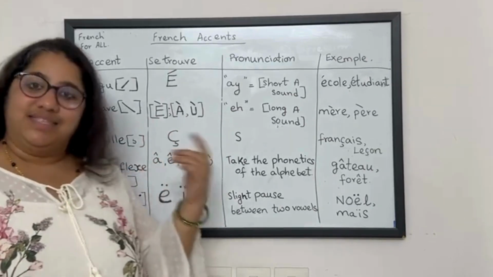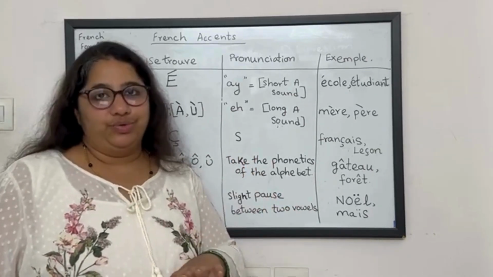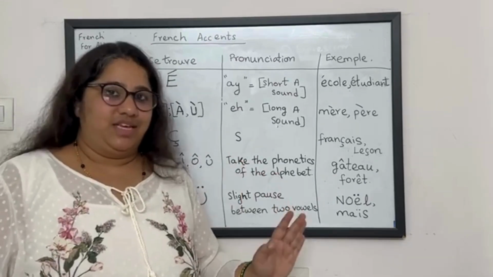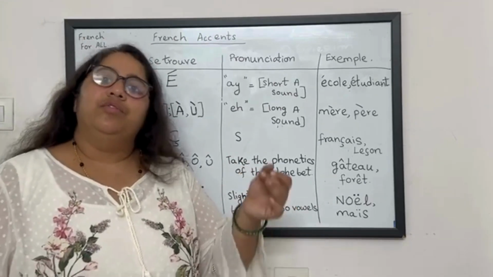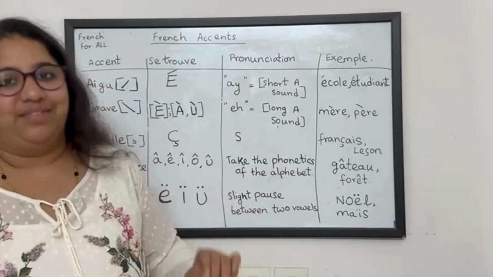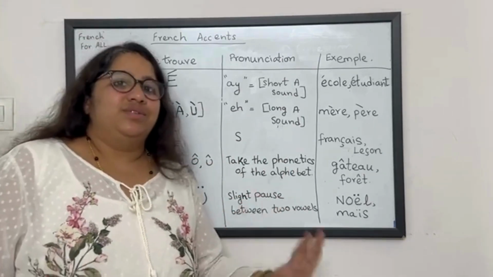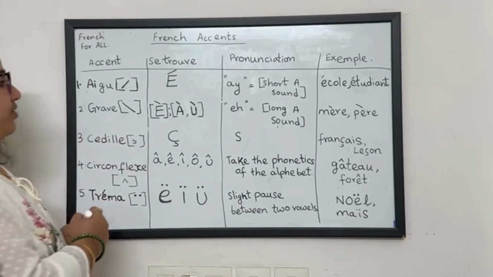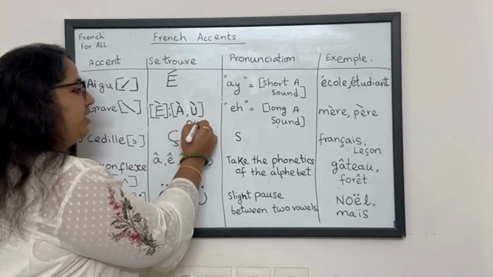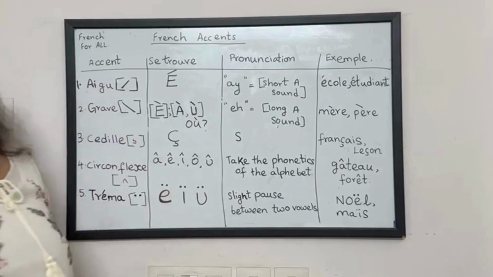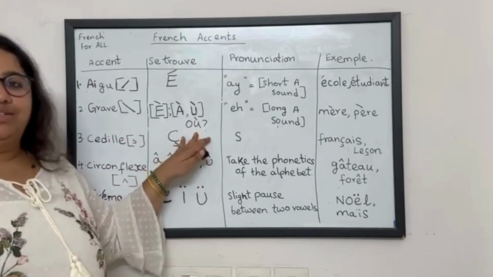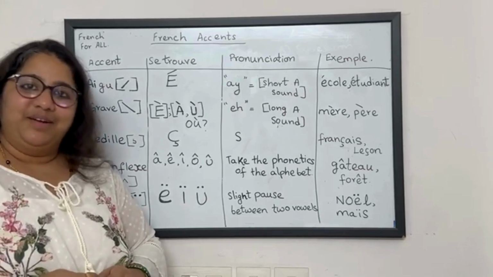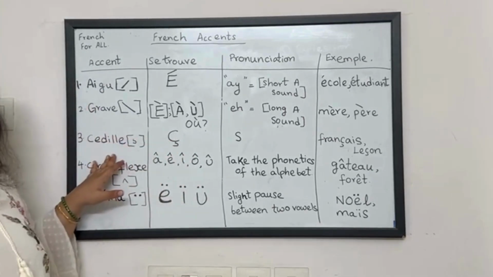Okay. Now about A and U. When you see this accent on the letter A and U, you do not have to give any change in the pronunciation. You have to use the phonetics of that alphabet itself. Is that clear? So there is no change, right? If I have to give you an example, if you see here où, which means where, we do not change this into A sound, right? So that's how it is. Is that clear? Now let's see the third accent.